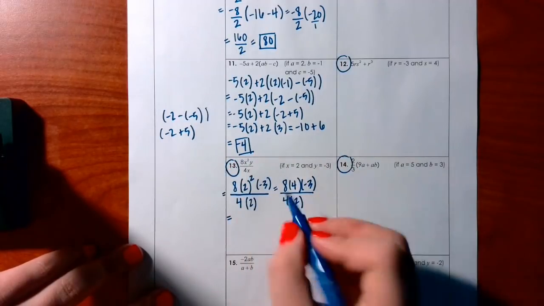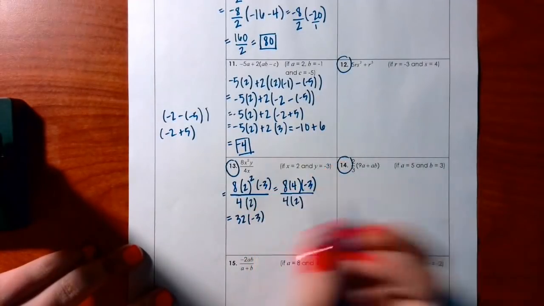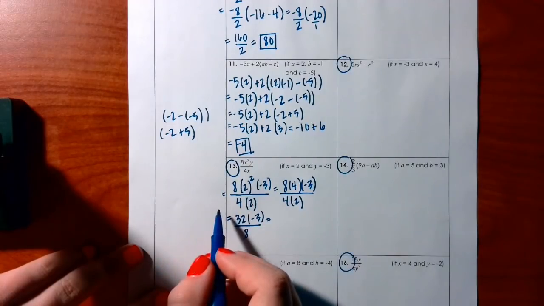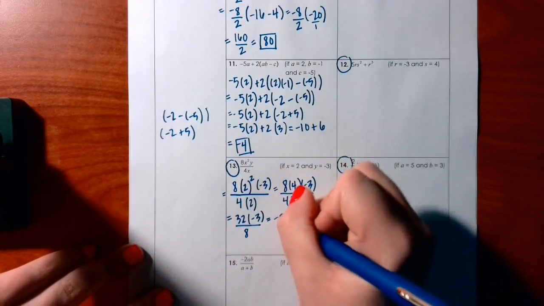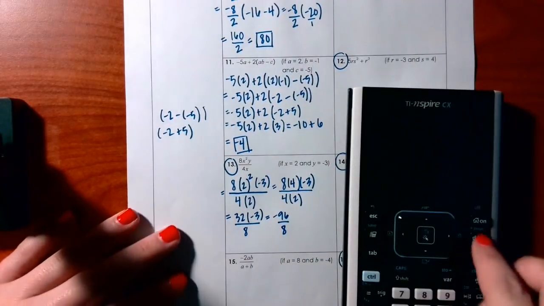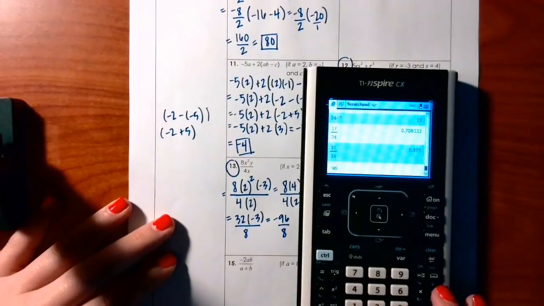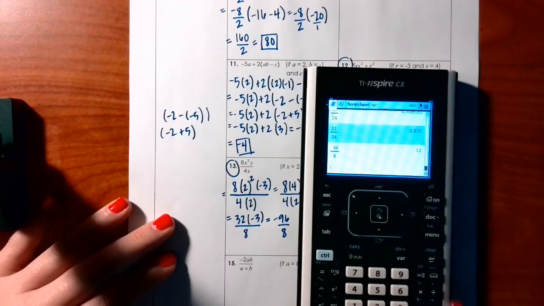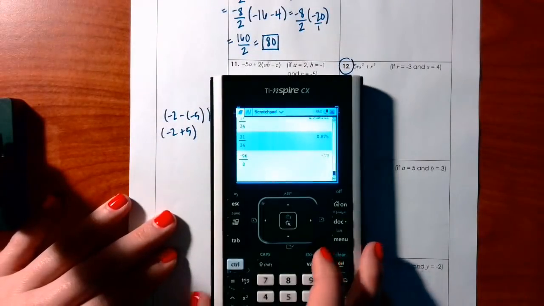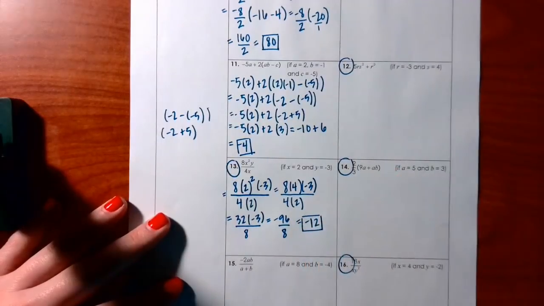I keep simplifying. 8 times 4 is 32 times negative 3. Remember, doing left to right. 4 times 2 is 8 on the bottom. 32 times negative 3 is negative 96 divided by 8. So in my calculator, what I'm going to do, I take negative 96, I'm going to divide it by 8. And when I press enter, I should get negative 12, excuse me, not negative 17, negative 12, which is my answer, negative 12. Nice and easy.